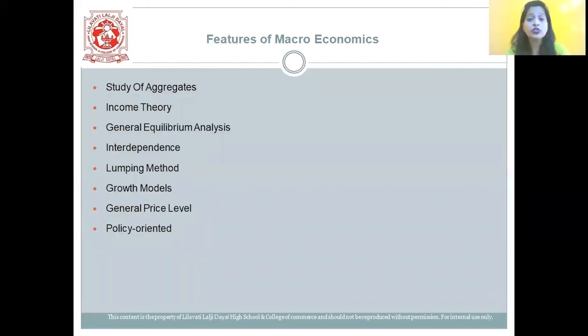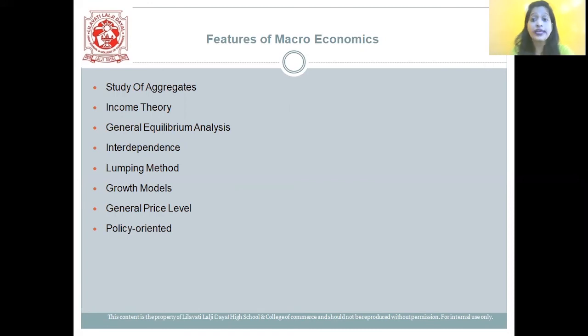Let's move on to the features of macroeconomics. In this particular chapter, students, both the answers, features of microeconomics and features of macroeconomics, are what you need to study very well. Okay, so let's begin. The first point is study of aggregates. Macroeconomics deals with the study of the economy as a whole. It studies the aggregates. It does not study the partial equilibrium, but it studies the aggregate form together. Next one is income theory. Here macroeconomics deals with the concept of national income, aggregate demand, aggregate supply. Hence, it studies the income theory in detail.